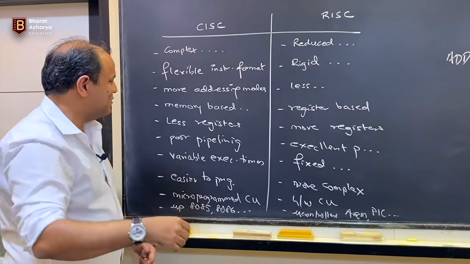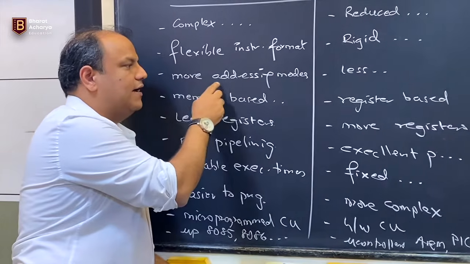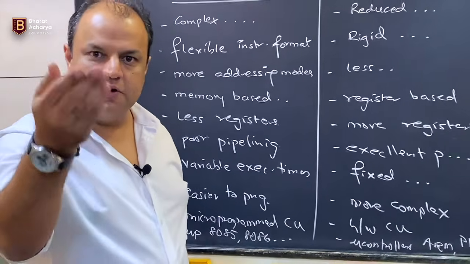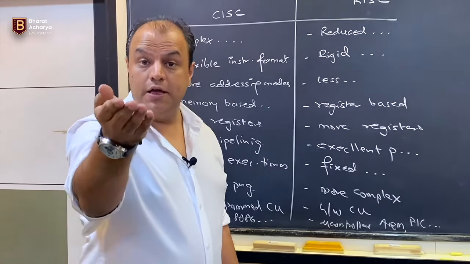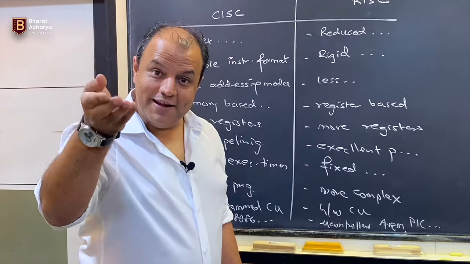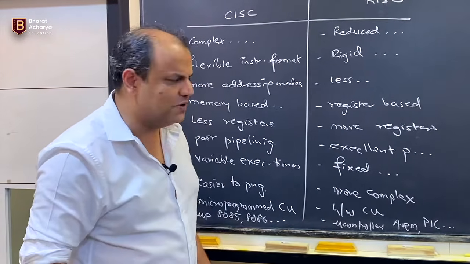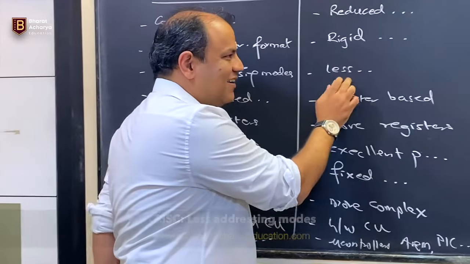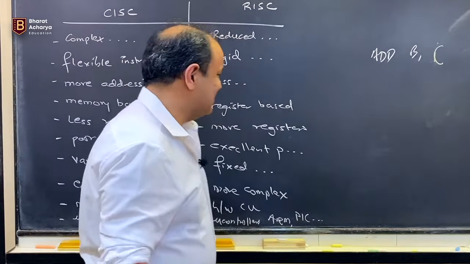Keep watching. The next point continues with the same idea. It has more addressing modes, since add can work with a register and also with memory. In memory it can work with direct addressing and also indirect addressing. If you learn more about addressing modes, indirect addressing has so many types: register indirect, register relative. Remember we discussed this in the addressing modes video. So you need lots of addressing modes. In a RISC processor, you have very few addressing modes because most of the work will be done using registers.